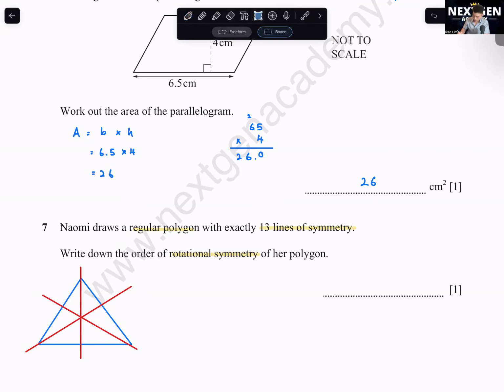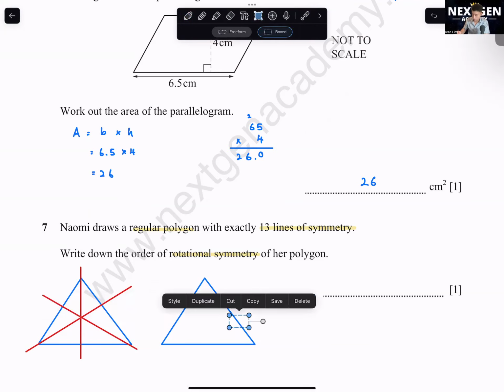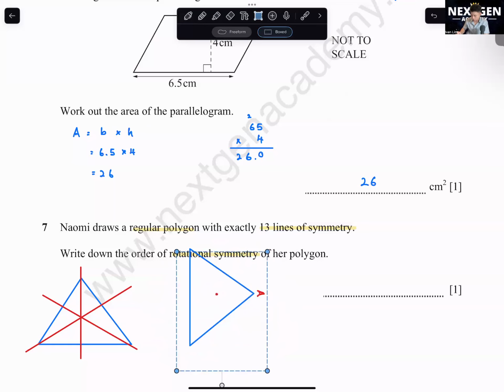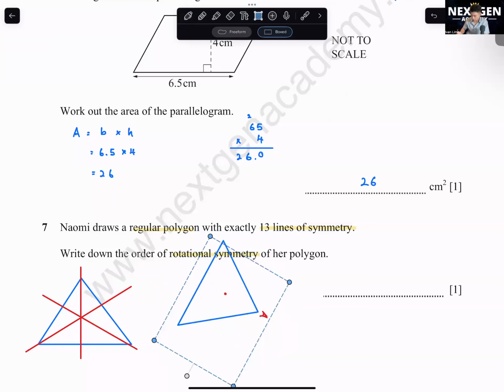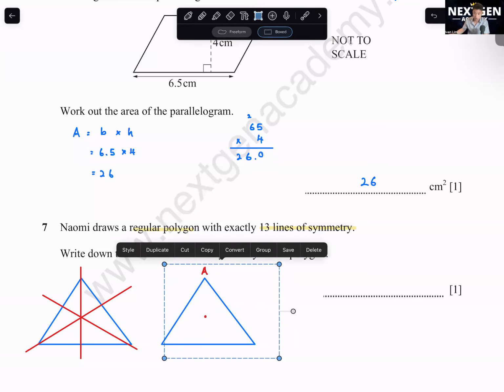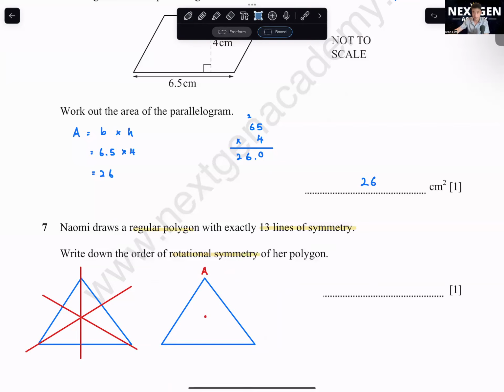Rotational symmetry means how many times can you rotate this shape to be exactly the same shape. Let's say this is A. You're going to rotate. Mine not so nice. So like that. 1, 2, 3. Basically, if it's a nice regular one, you will get the same rotational symmetry, the same lines of symmetry, the same as the number of sides. This is for regular polygons.